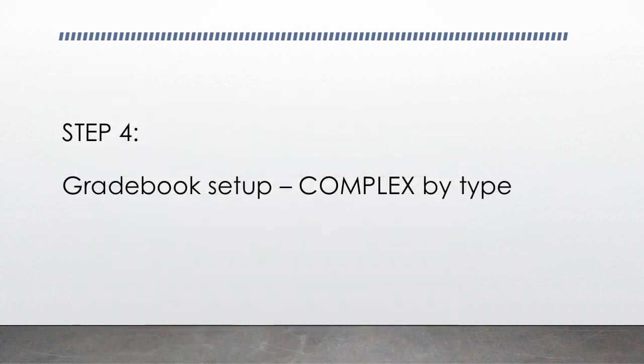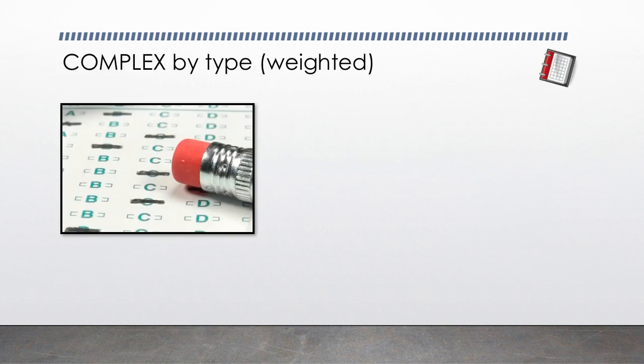Step 4. Complex by type. This next section will cover how to go even further with the gradebook by using categories and weighting. A benefit of using categories and weighting is that it lets you lump several gradebook items into a specified category, allowing a collective of categories to make up the student's overall course grade. This allows you some flexibility when assigning point values to individual gradebook items.